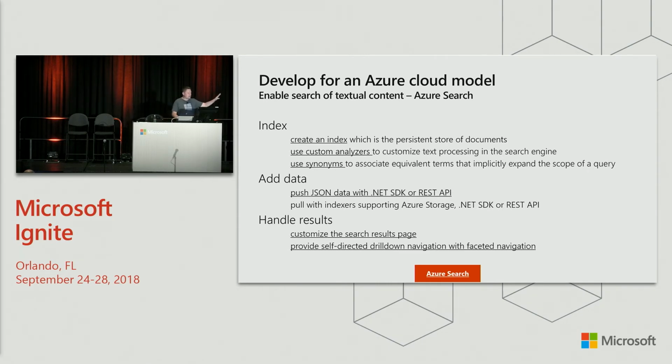So we're going to push data in JSON format using the .NET SDK or the REST APIs. Almost everything in Azure is supported with RESTful API calls. And then we're going to pull with the indexers supporting Azure Storage, the SDK, or REST APIs again. And finally, we're going to handle those results that we get back and customize the results page. There are various options to customize the results that return, and we can provide self-directed drill-down navigation. There's a link there that talks about faceted navigation, different concepts around Azure Search and search results.